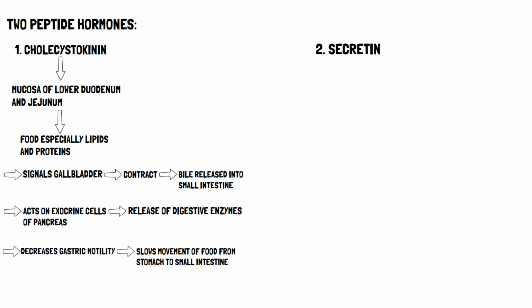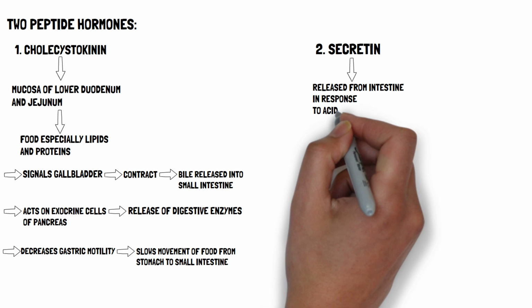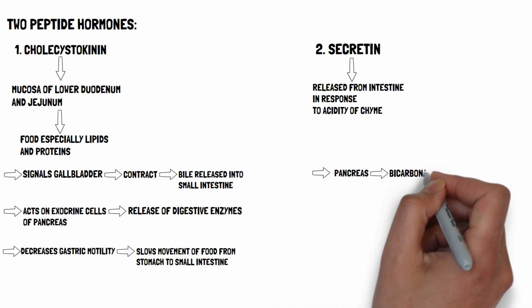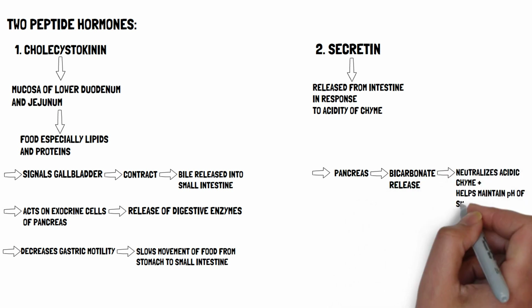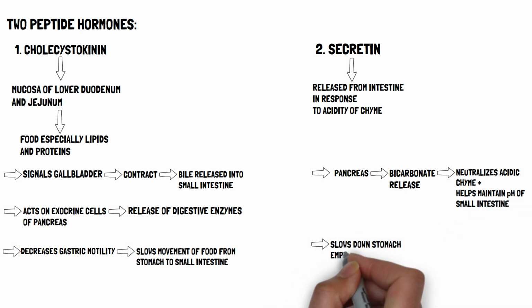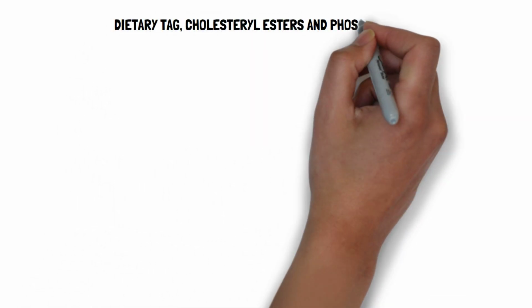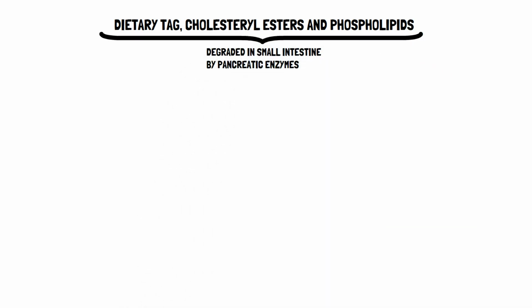for digestion and absorption. On the other hand, secretin is released in response to acidity of chyme. Secretin stimulates the pancreas to release bicarbonate, which neutralizes the acidic chyme and helps maintain the pH of the small intestine. Secretin also slows down stomach emptying so that the small intestine is not overwhelmed with too much acidic chyme at once. The triacylglycerol, cholesterol esters, and phospholipids are enzymatically degraded in the small intestine by pancreatic enzymes.